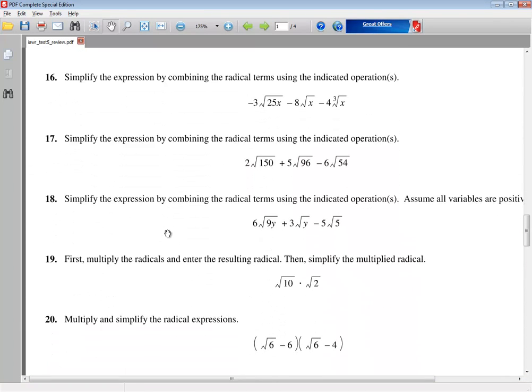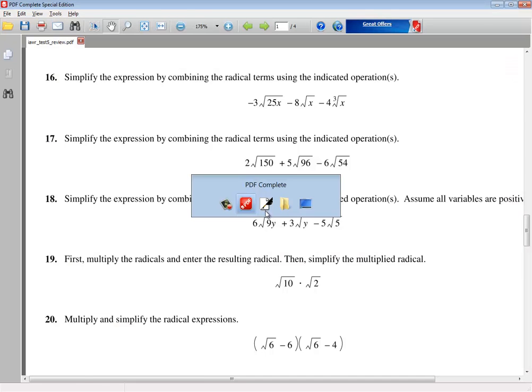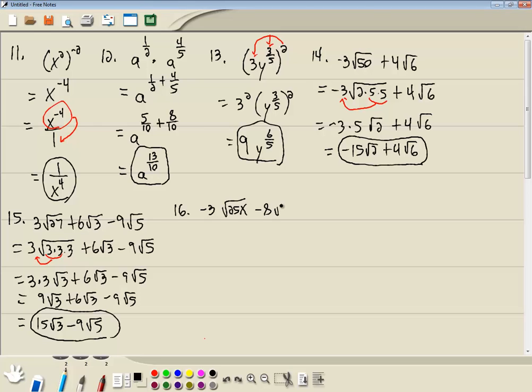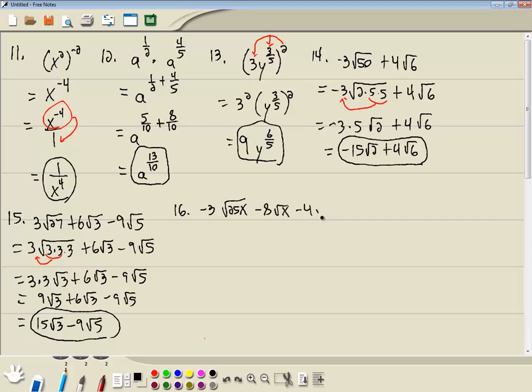Number 16. We got -3 square root of 25x minus 8 square root of x minus 4 cube root of x. First off, we'll simplify that first radical. Square root of 25x. 25 is 5 times 5 with an x, minus 8 square root of x, minus 4 cube root of x.